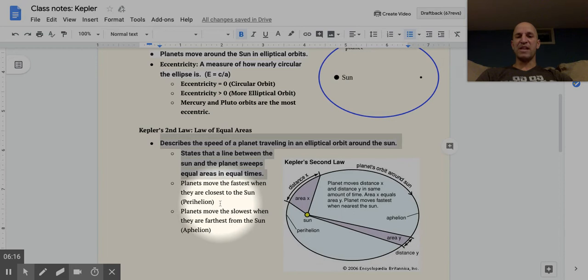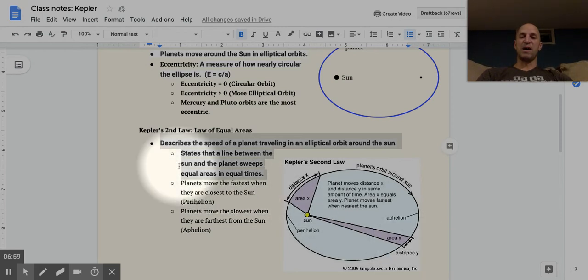So planets move the fastest when they are closest to the sun. We call this perihelion. So right over here, closer to the sun, the planet is moving the fastest. When planets move the slowest, they are farther from the sun, and this is called aphelion. Okay? So, how this works with the law of equal areas. If the planet is moving really fast over here, it could cover a greater distance. However, if a planet is moving slower at aphelion, it covers less of a distance, but in the same amount of time. All right? So it's moving faster, moving slower, but they cover the same amount of area.